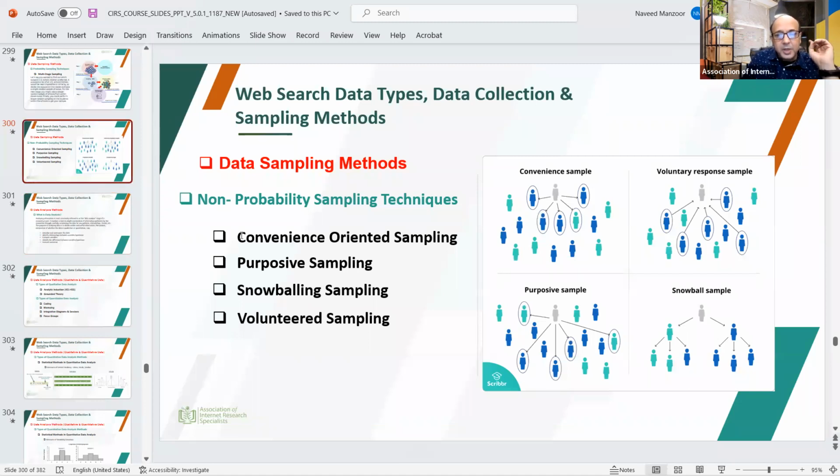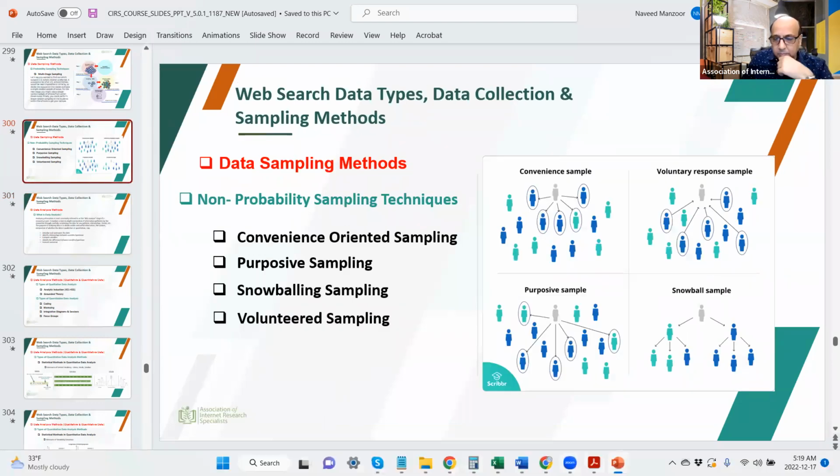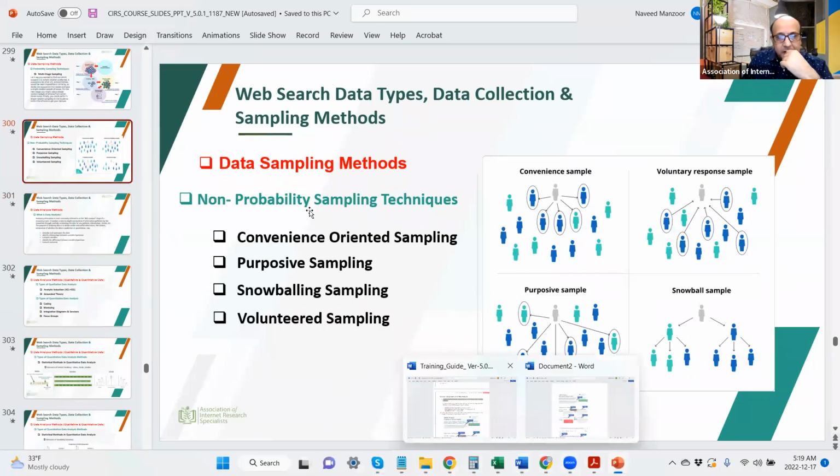Okay, so non-probability sampling, there are... non-probability is not difficult.